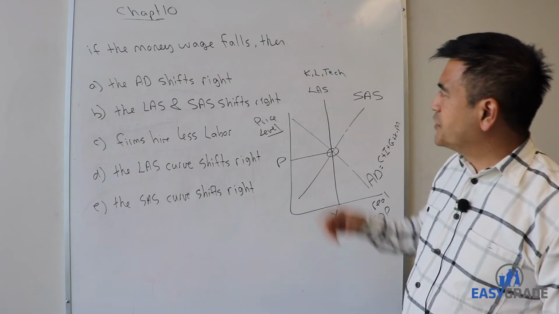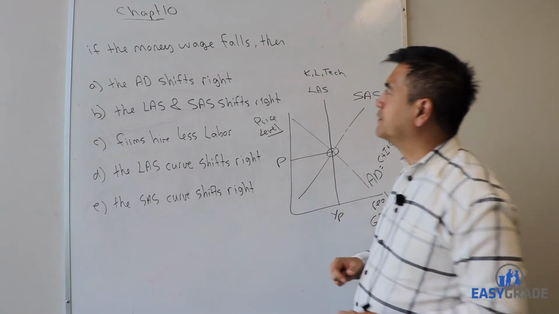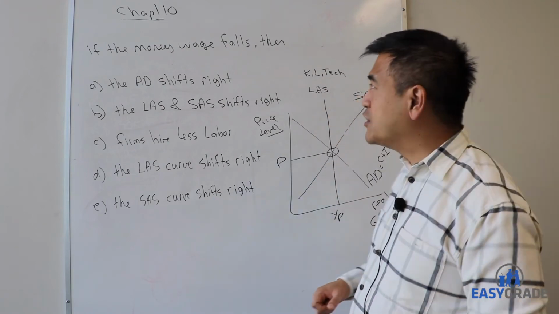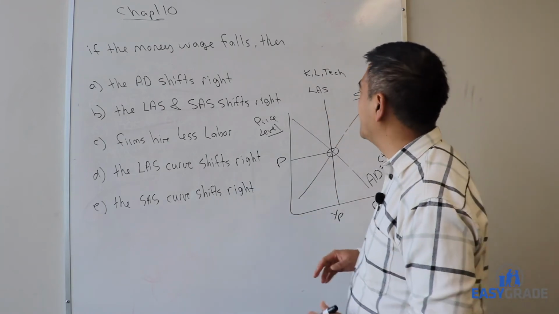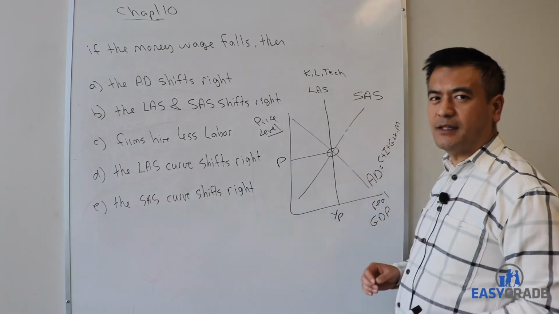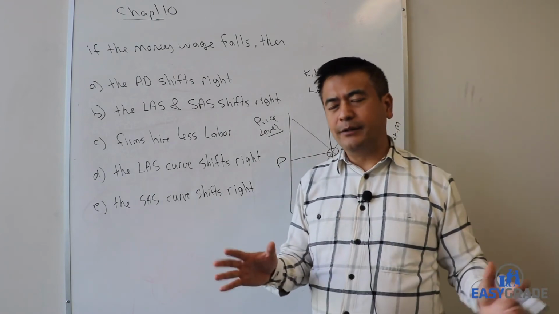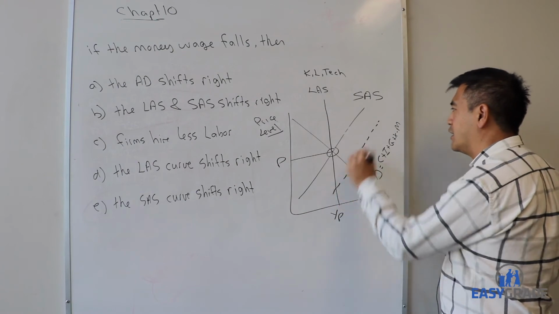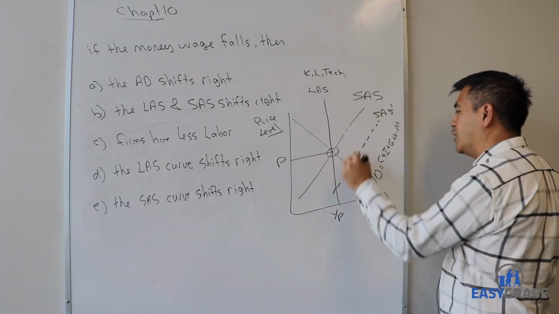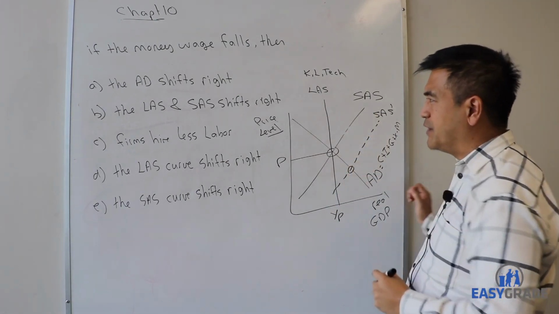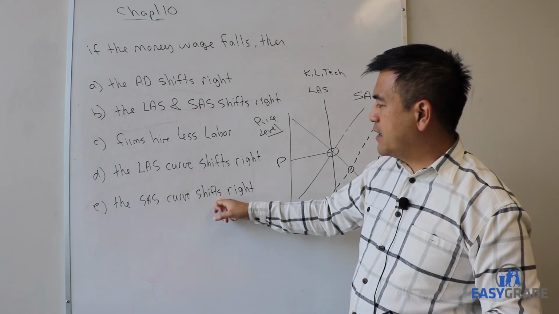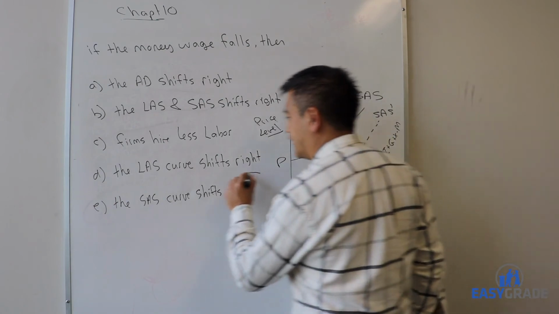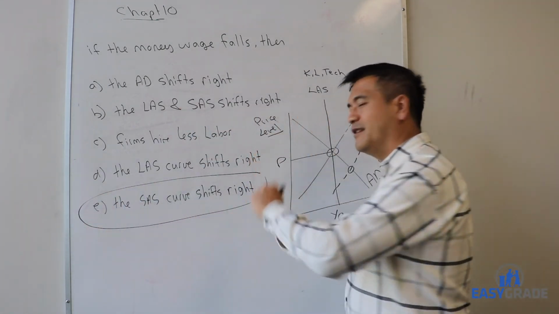Okay? So let's do a question here. If money wages fall, what happens? Well, the wage is a cost. If the costs are lower, the supply curve shifts to the right. You're going to have a situation that looks like this. And so the answer is the short-run aggregate supply curve shifts to the right. Circle E.